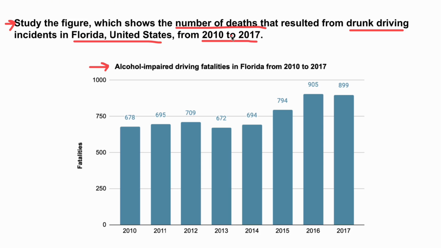Okay, you also see the same information in the title of the graph here. So basically, the title of the graph says alcohol impaired driving fatalities. This part here, the first three words, actually is paraphrased in your question context: number of deaths that resulted from drunk driving incidents.